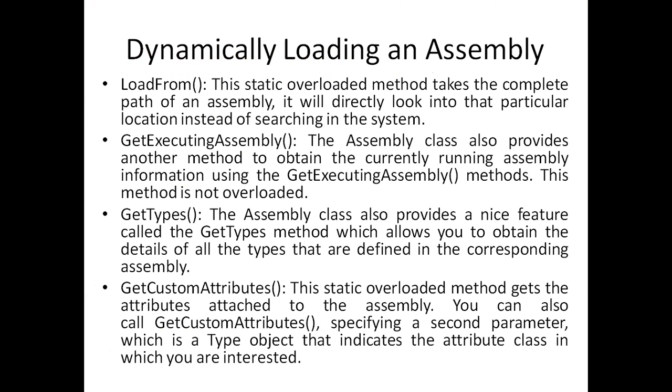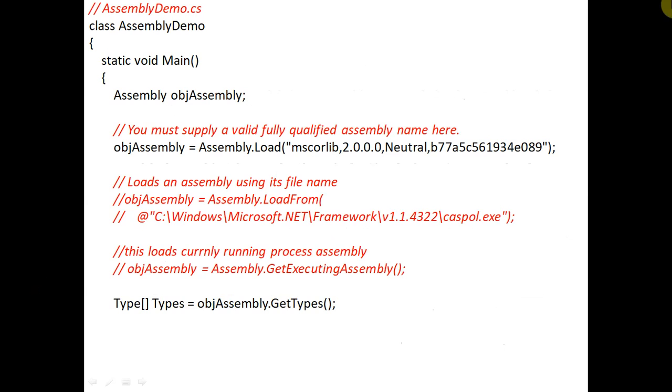These are the functions, and now you will see dynamically loading an assembly. We can get the executing assembly, assembly types, and assembly attributes. We can extract all these things by reflection. This is the last program, where we can extract all the assembly details with the help of reflection. Again you can see the class AssemblyDemo, and static void Main is the main function, and we have defined an Assembly and its object objAssembly.